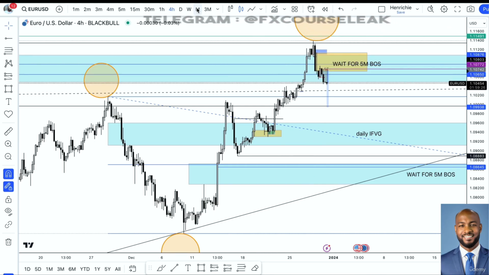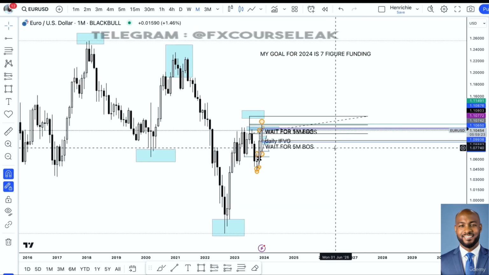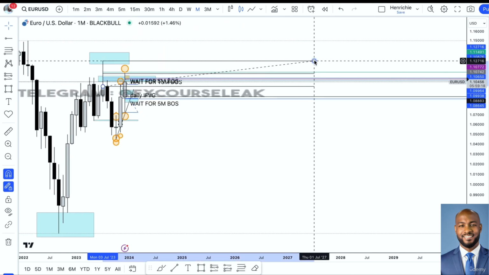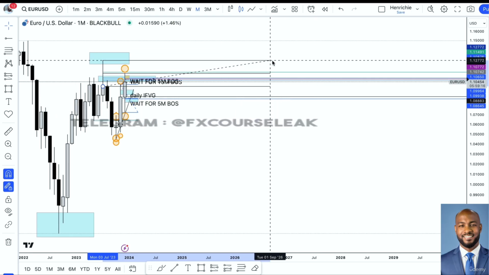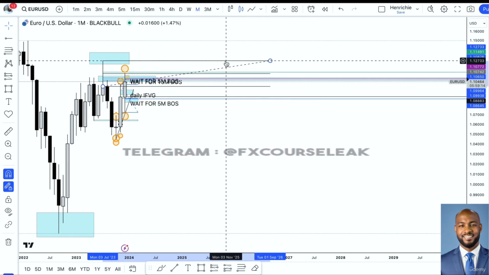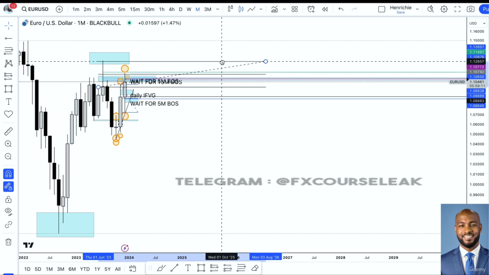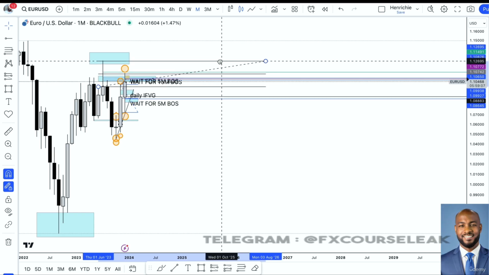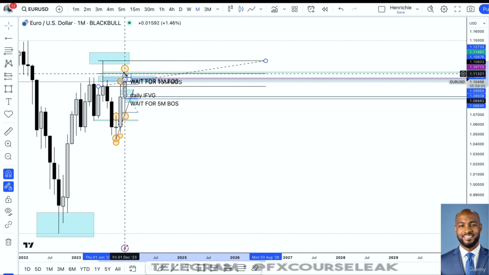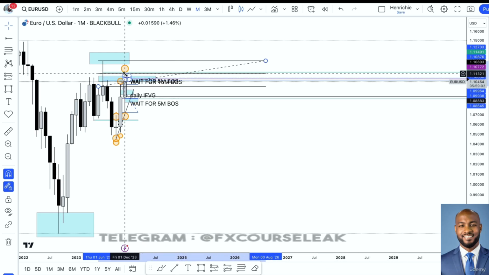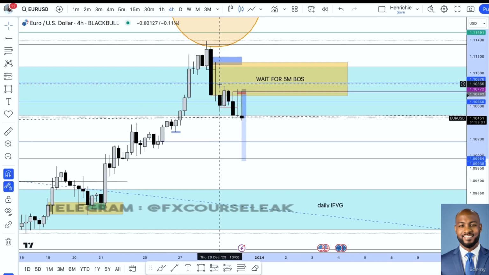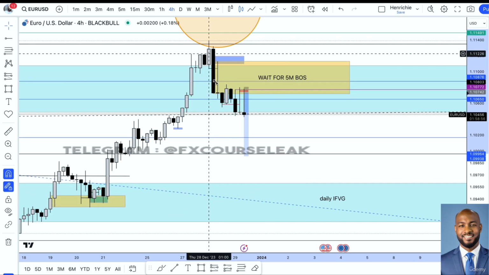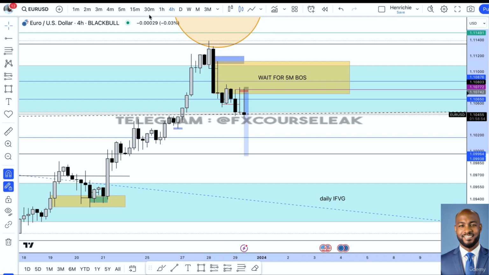If we go to the monthly time frame and you use your Fibonacci on the wicks, you can see the Fibonacci. If you put this Fibonacci on these wicks, you can see that right here, the 50% being the consequent encroachment, that was also the area price came into. Price tapped into that area. All we want to see right here is a 15-minute shift in market structure.